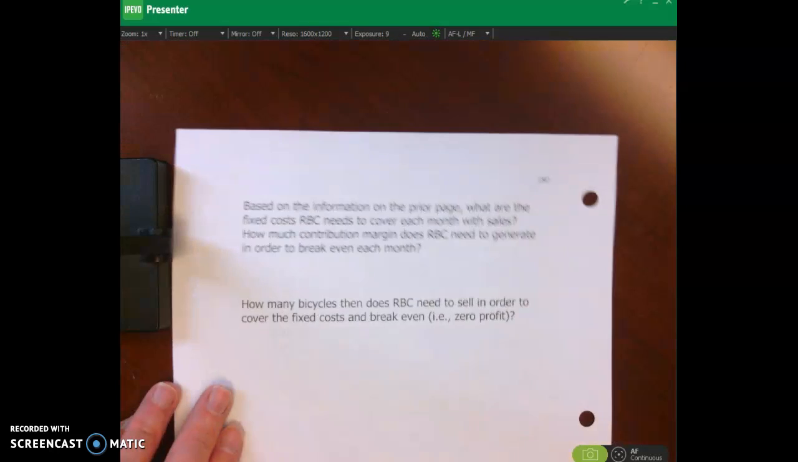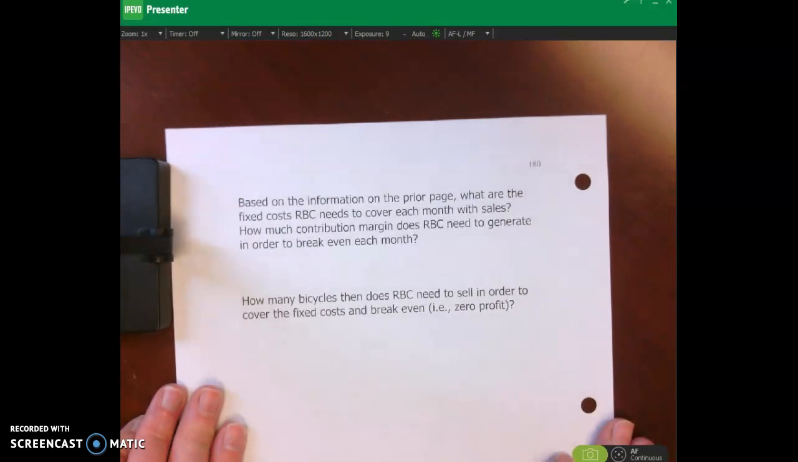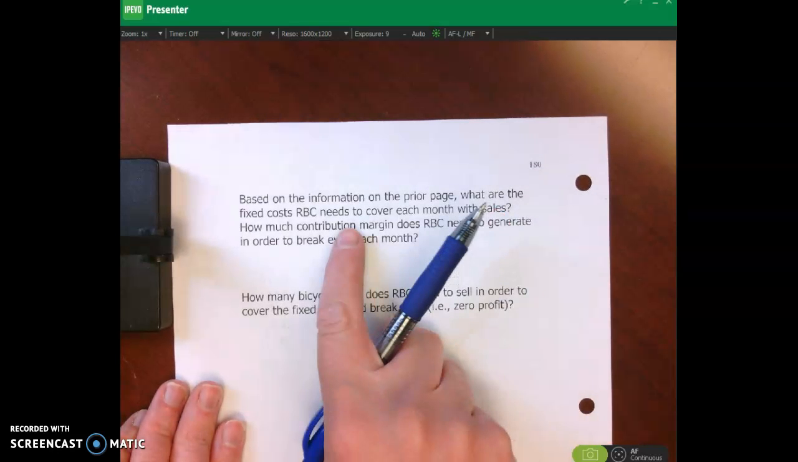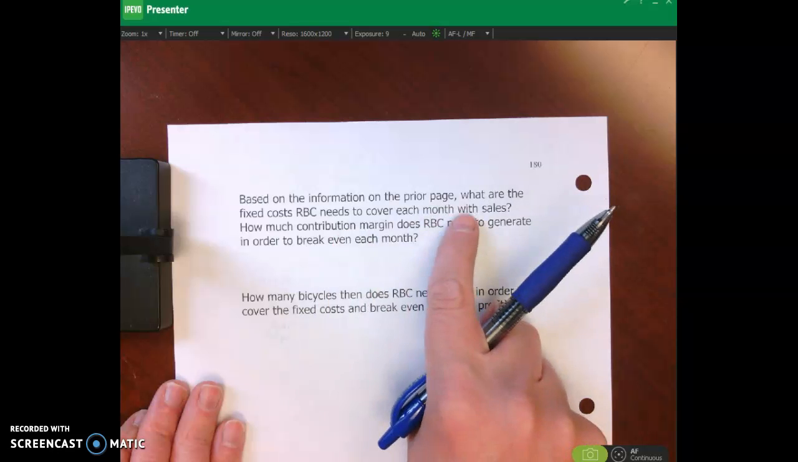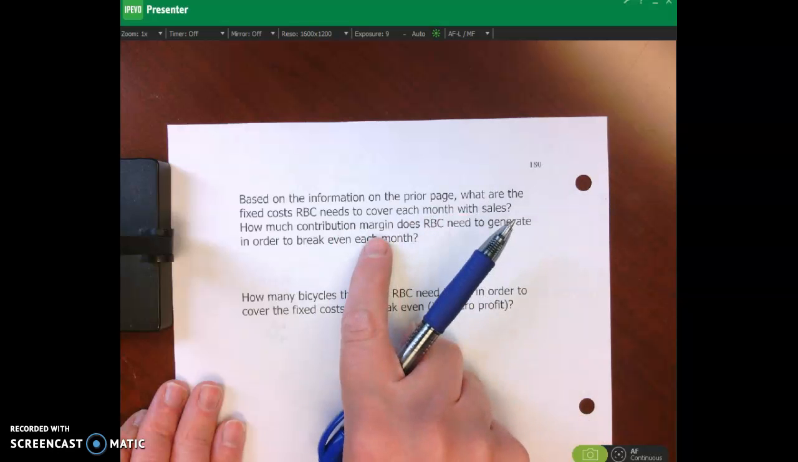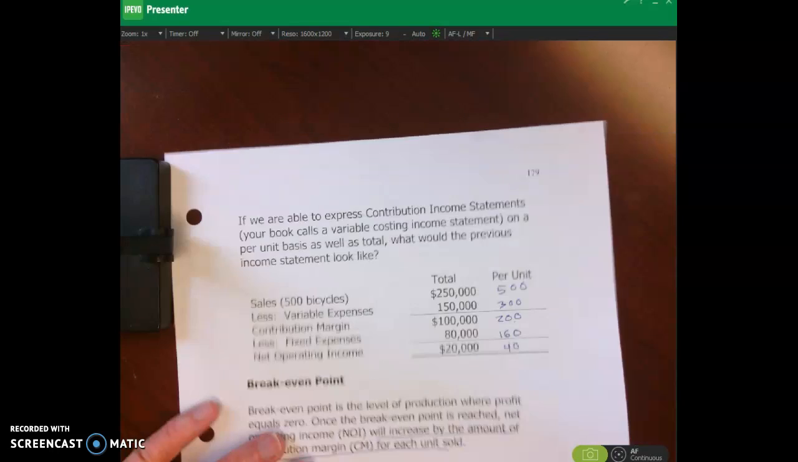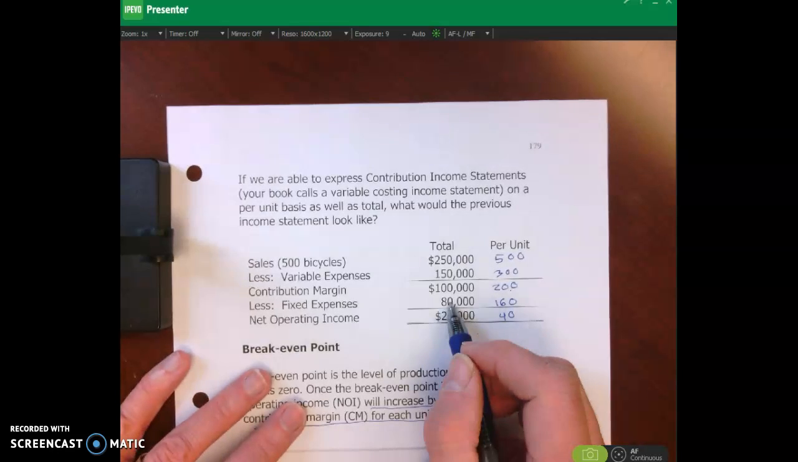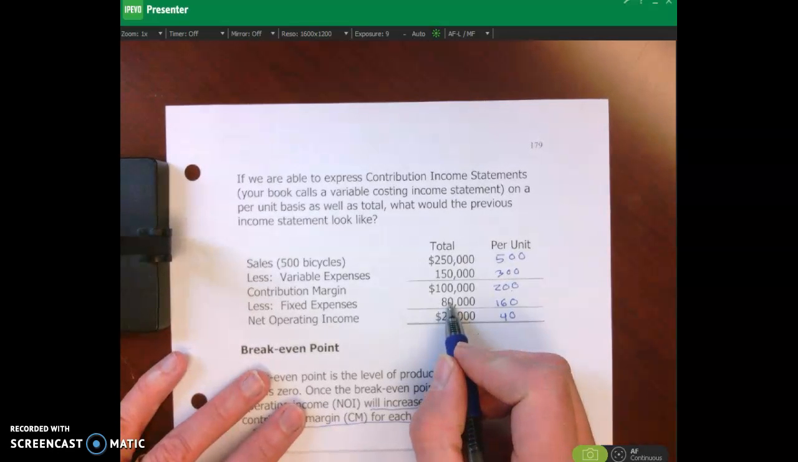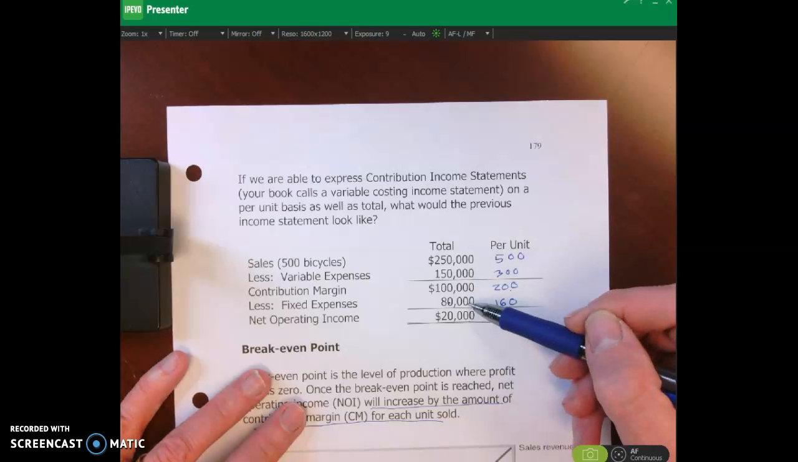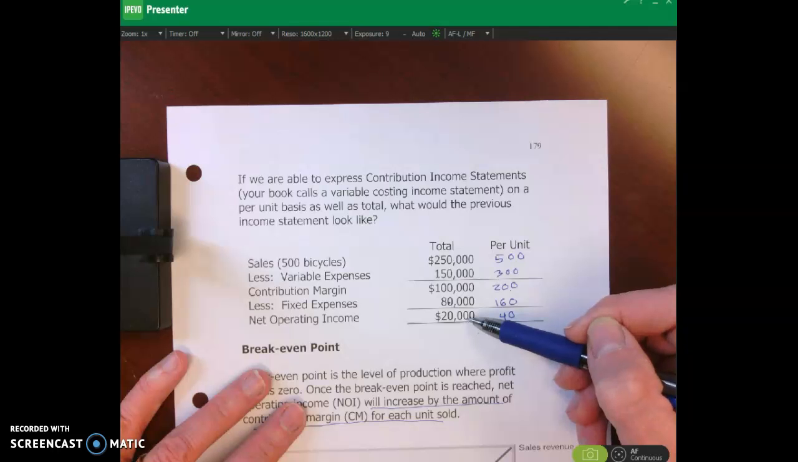Based upon the information on the prior page, what are the fixed costs that we have to cover each month with sales, and how much contribution margin do we have to generate in order to break even? If we look over here, we have to cover $80,000 of fixed costs. If you look at the way this is set up, we take our contribution margin minus our fixed costs, which gives us our net operating income.